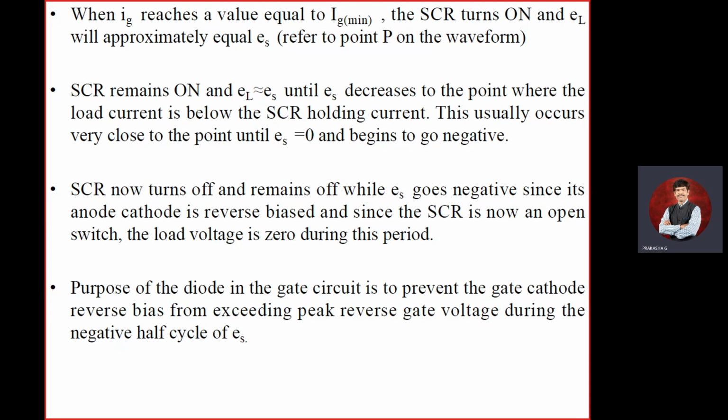The purpose of the diode in the gate circuit is to prevent the gate cathode reverse bias from exceeding the peak reverse gate voltage. So the peak reverse voltage should not be exceeded. To avoid that, I am going to use the diode in the circuit.